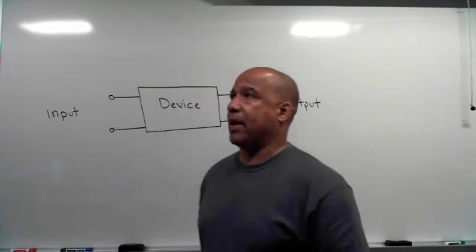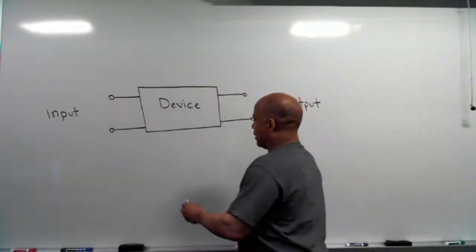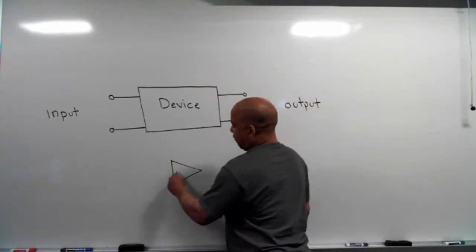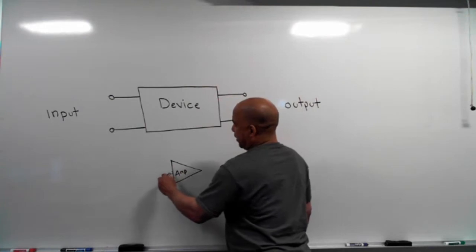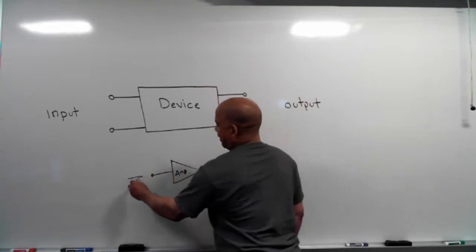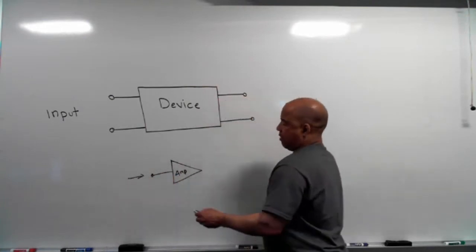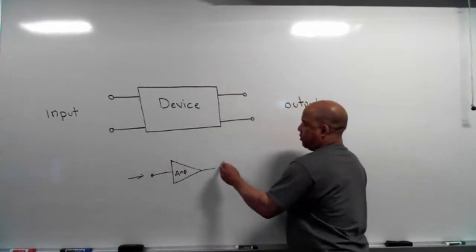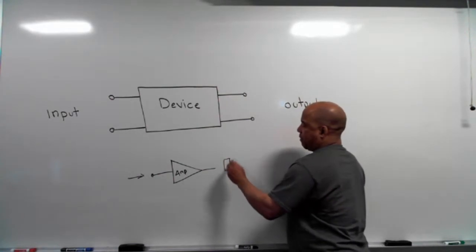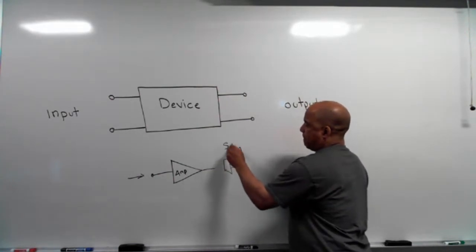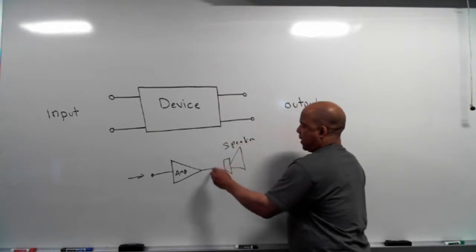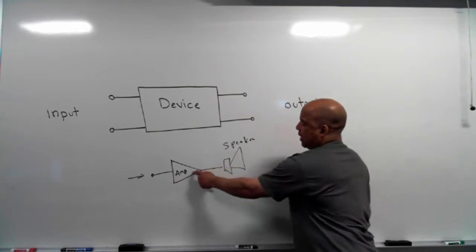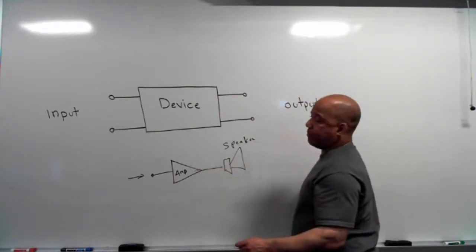Some examples might be, I'll use the amplifier. So an amplifier, of course, makes things louder. This is the symbol for an amplifier. And you put in electrical energy here, right? And then you get out electrical energy. What you do is you hook up a speaker, and that amplifier will drive the speaker. So the speaker is not part of the amplifier. The speaker is actually something you hook up.